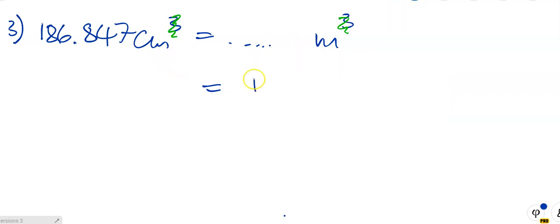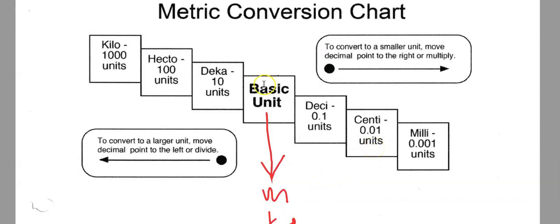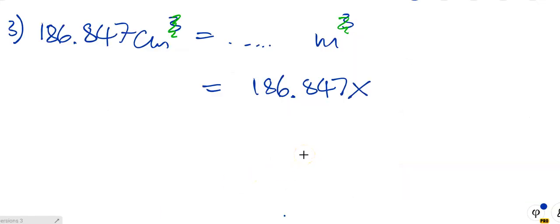So I'm going to say it is 186.847, and I'm going to divide by what? I'm going back to my table there. I must convert from centi to meter, so I'm going left, so it is divide by 100, which is the same as 10 squared. So I can either divide by 100 or multiply by 10 to the power minus 2, but it is cubed. It's a volume. I'm writing it back in there.